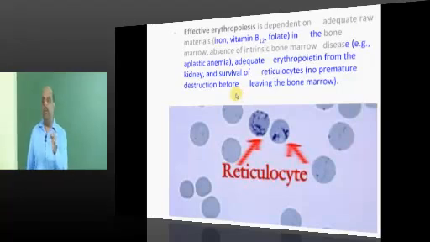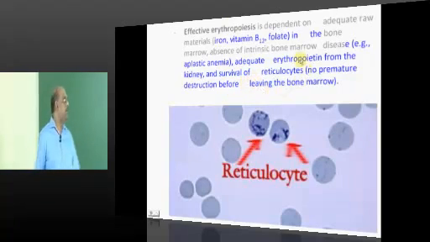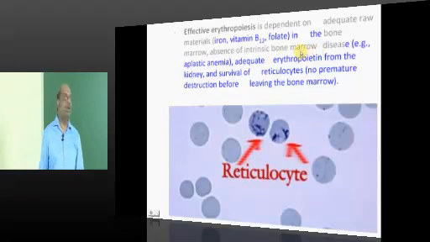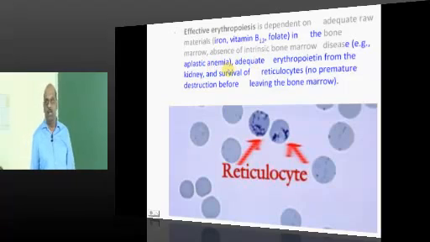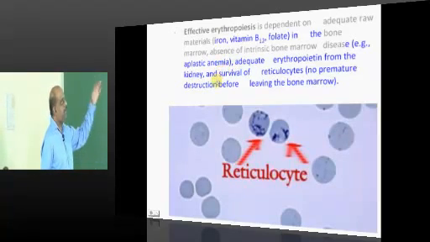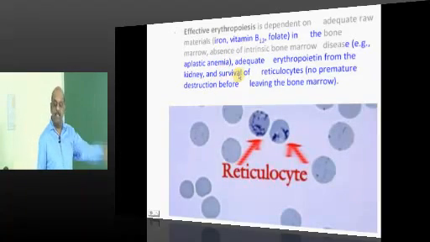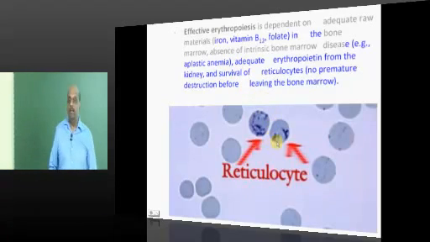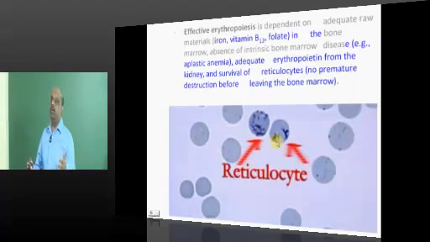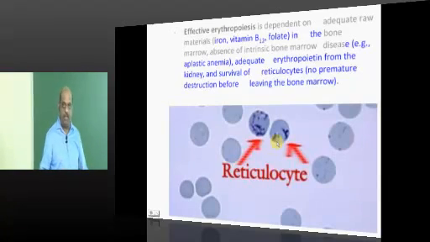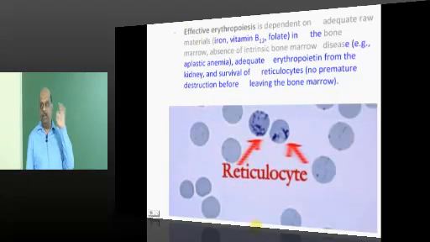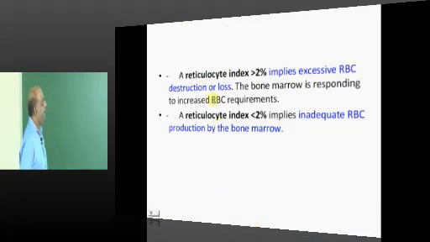For effective erythropoiesis, what is required? You require iron, vitamin B12 and folate. There should not be any intrinsic bone marrow disease like aplastic anemia. There must be enough stimulation, that is erythropoietin from the kidney, and the reticulocytes produced should not be destroyed prematurely before leaving the bone marrow. If all these things are available, erythropoiesis will be effective.